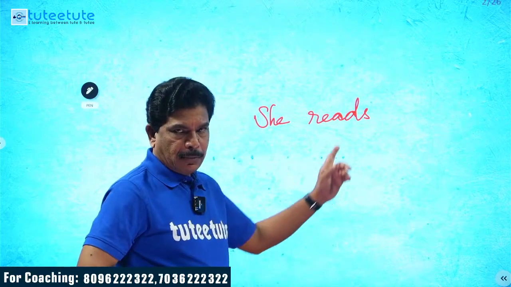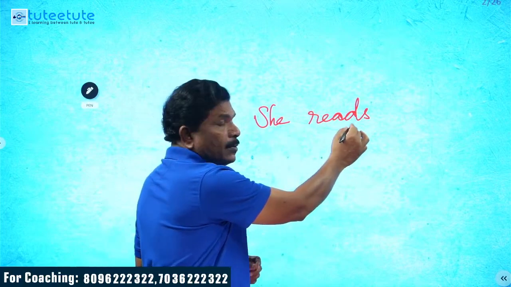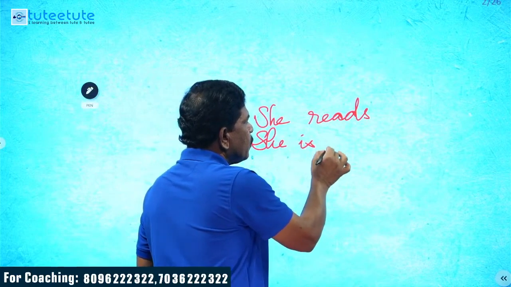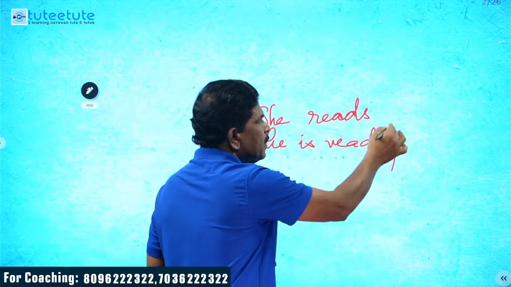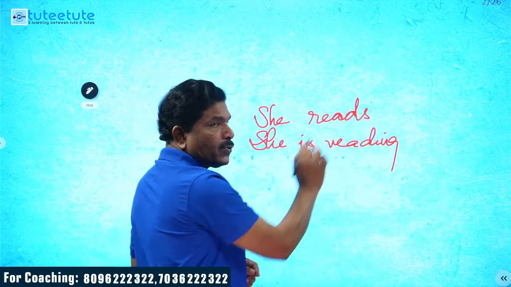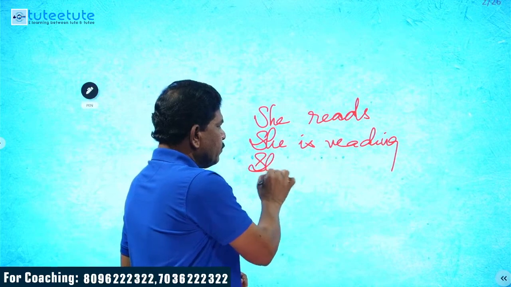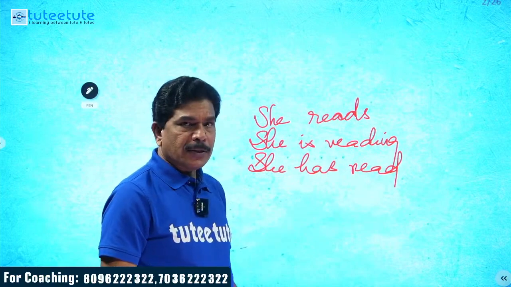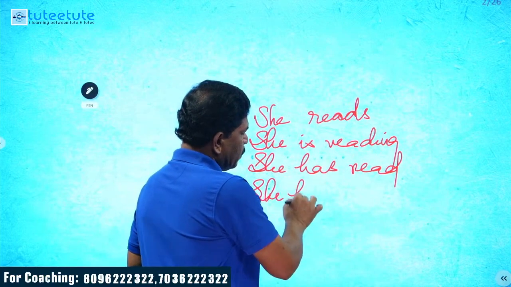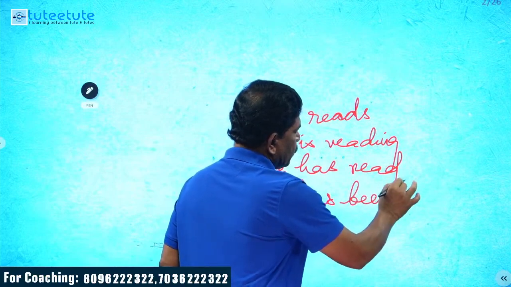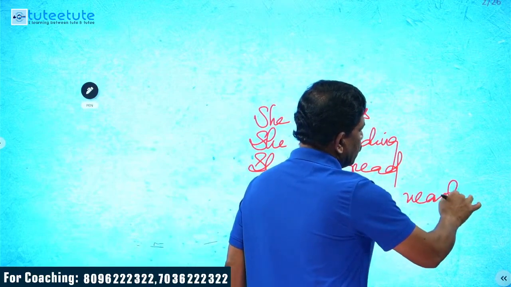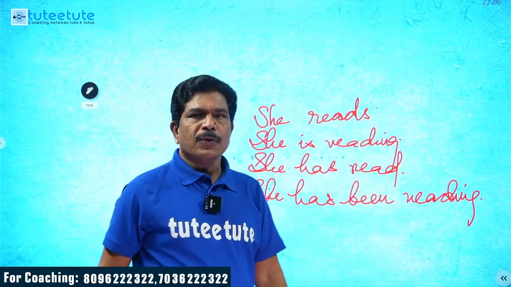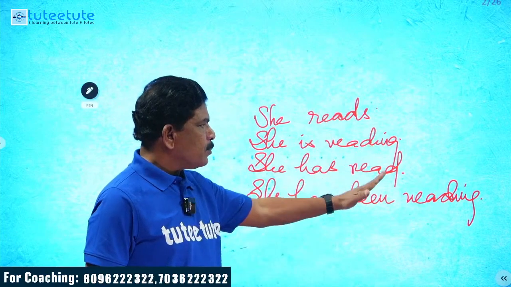See, she reads. This is present simple. Then we know she is reading. This is present continuous. Then we have she has read. Present perfect. And then we have she has been reading. These are the four aspects of present tense: simple, continuous, perfect, perfect continuous.